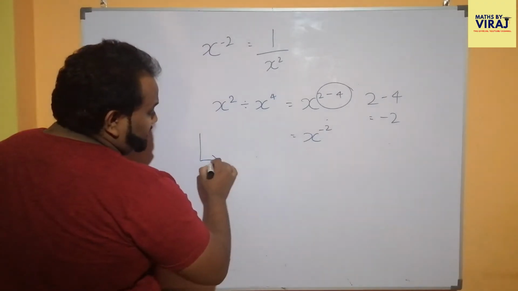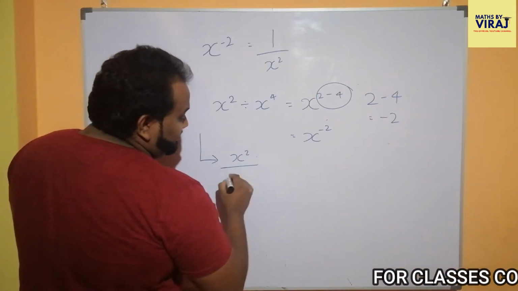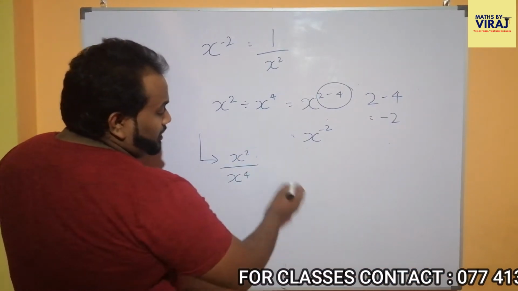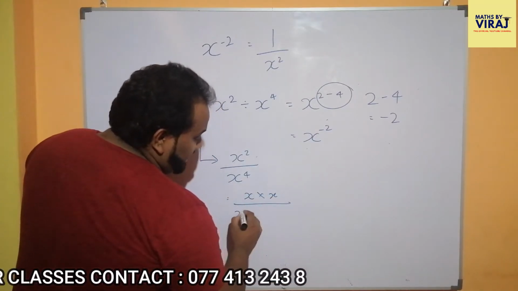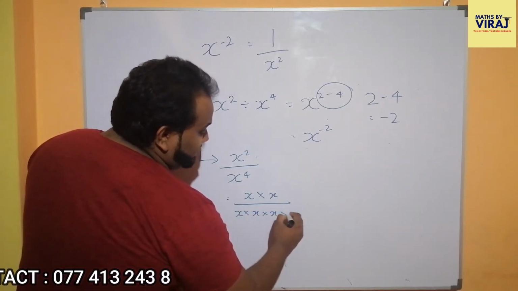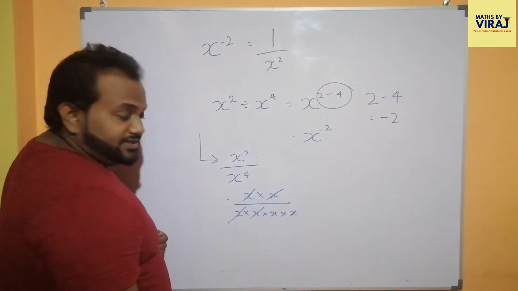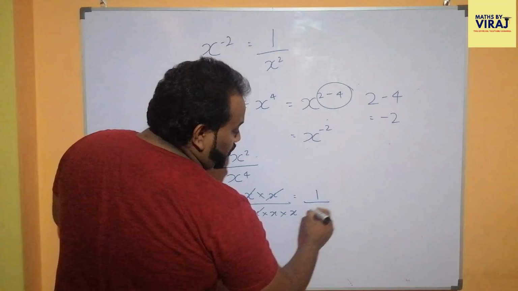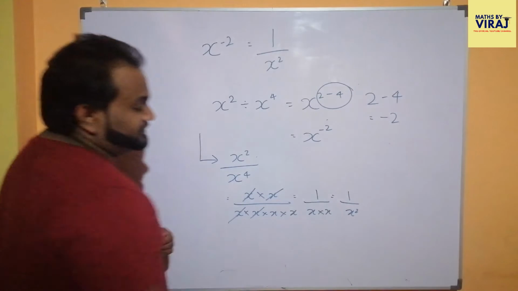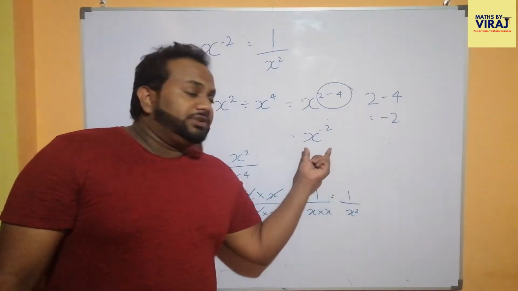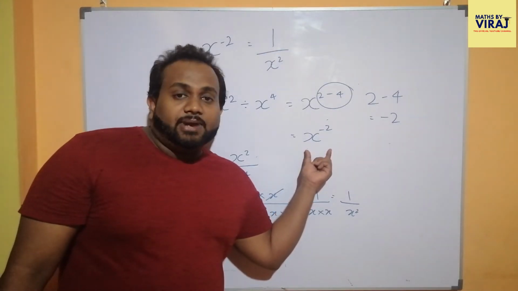Children, I can do this as a fraction. X to the power 2 divided by x to the power 4, which is x into x divided by x into x into x into x. If I simplify this, what I am left with is 1 over x into x, that is 1 over x square. Now if we were to do the calculation based only on indices, we would get an answer of x to the power minus 2.